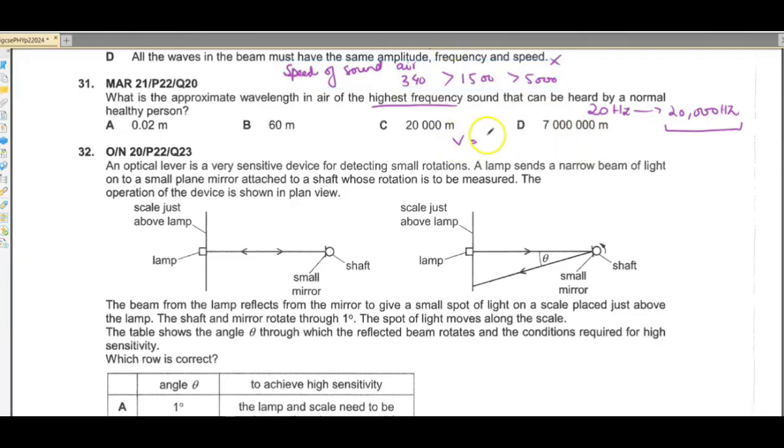Okay. So V is equal to F lambda. We can use 340 is equal to this. We have to use the highest frequency, so 20,000 times lambda. So 340 over 20,000 is going to give us 0.02 meters as our wavelength, which is A. Okay. The answer is 0.017, or if you use 330, it would be 0.016. So you have to round it off to 0.02. Okay. So this is it.